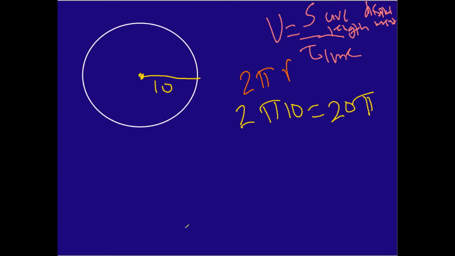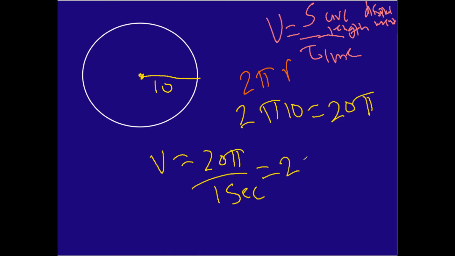That means that if we want to find our linear speed, it's going to be V equals S, our arc length or displacement, which is 20 pi, over 1 second. If we simplify this, it's pretty much the same thing: 20 pi, we can call it inches or whatever unit we want, per second. That would be the linear speed in this example when we have a radius of 10 and we move around this entire distance once in a second.